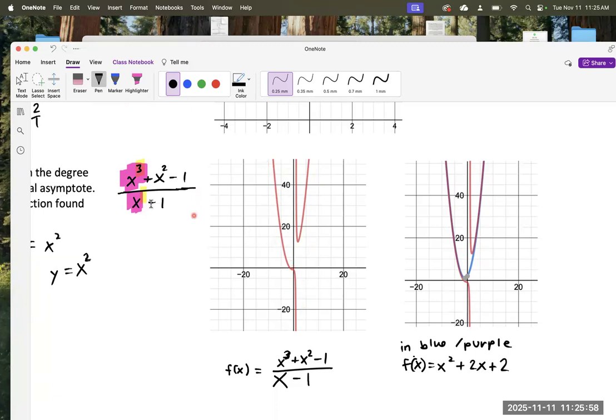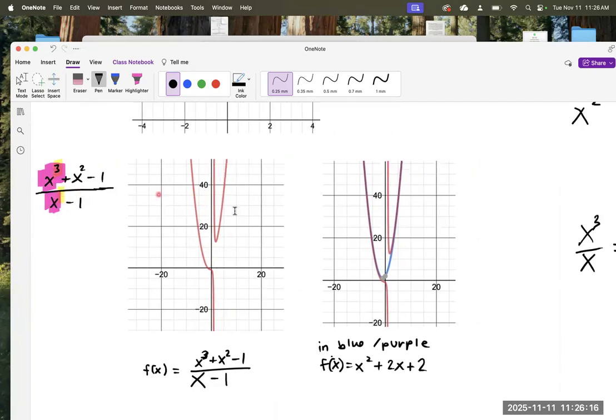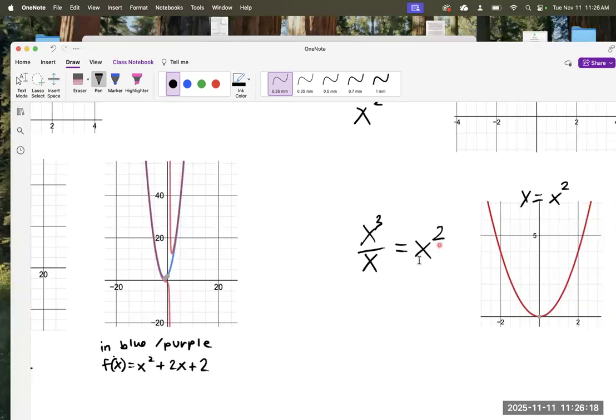You can see it's at x = 1, because that would make the denominator equal to 0. We actually have a vertical asymptote here. So if we just take the ratio of the leading terms here, that would be x squared.